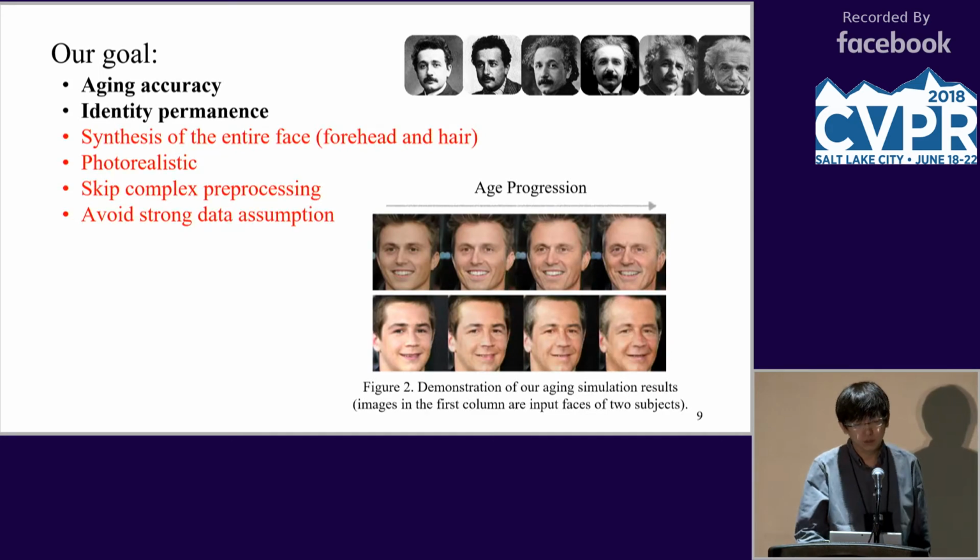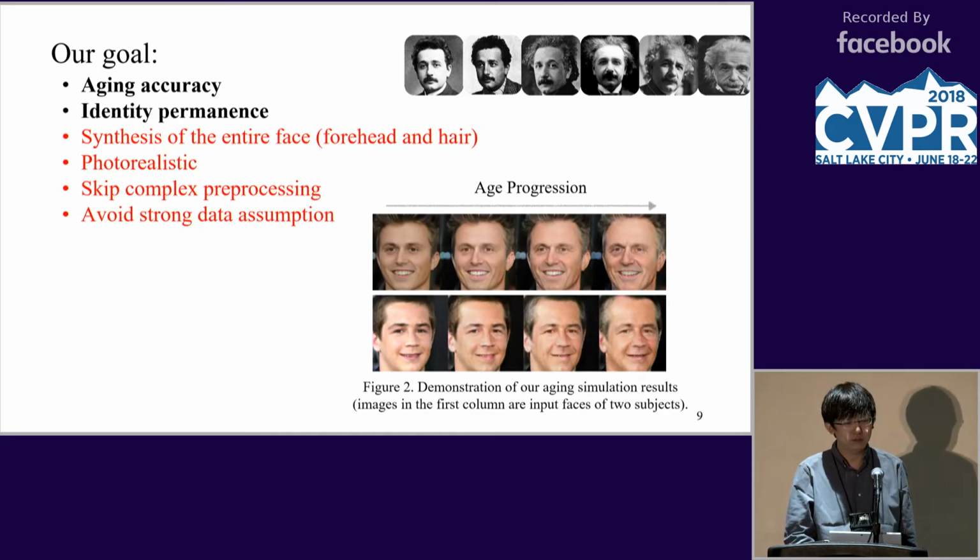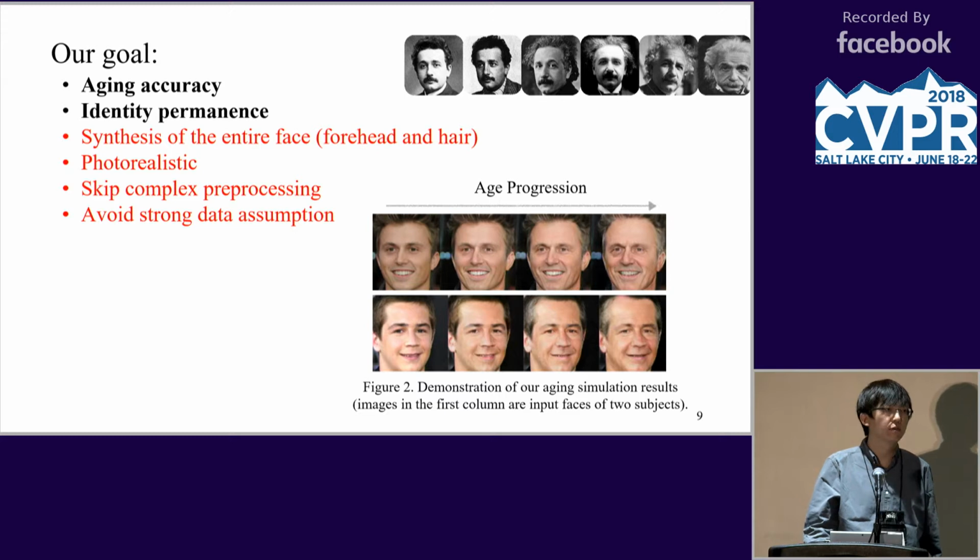Furthermore, we have further requirements. Synthesis is expected to launch on the entire face, including forehead and hair. Results are expected to be photorealistic. We try to skip complex pre-processing, for example, many landmarks. And we also try to avoid strong data assumptions, for example, aging sequences, or paired images of the same subject.